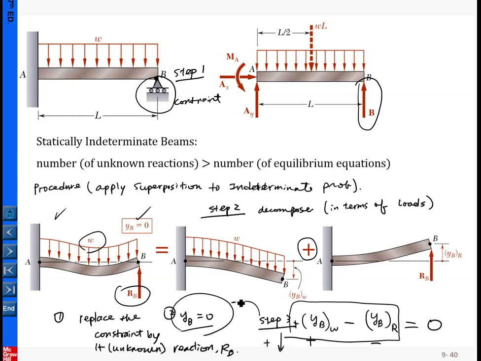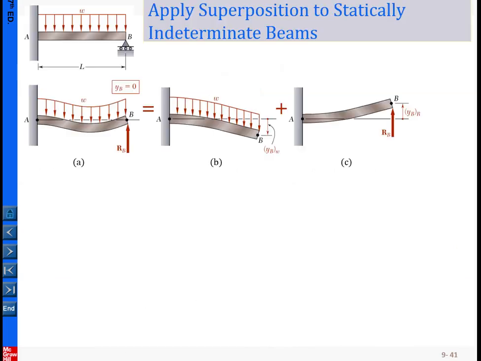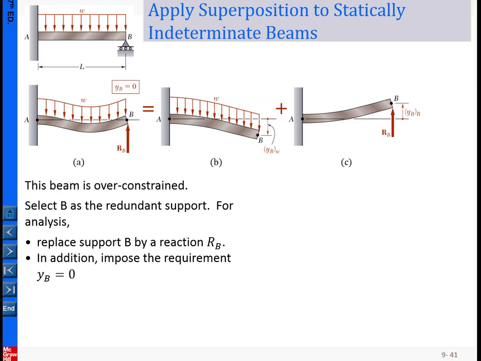Step 3 is to apply the superposition principle. You take the summation of the deflections, and then have the deflection at B equal to 0. So that is the 3 steps, and in detail we can look at them individually. Again, the first one, we decompose into the subsystems like the one shown here. And then here is the detail.